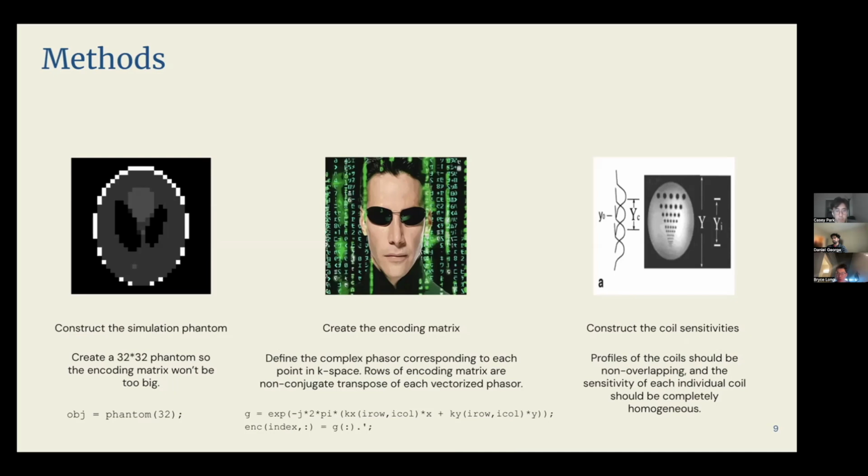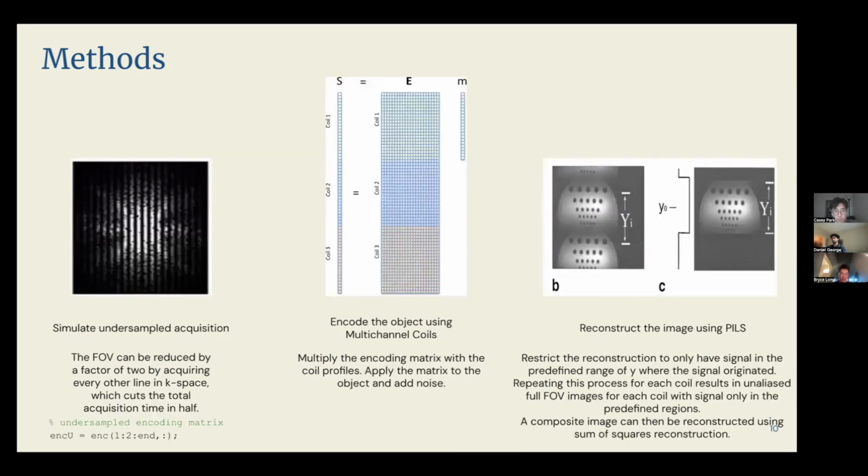Then we're going to construct the coil sensitivities from the paper. We know that our profiles should be non-overlapping, and the sensitivity of each individual coil should be completely homogeneous. This means if we're looking at the y direction, there should be no variation in sensitivity in the x direction. Then we're going to simulate the undersampled acquisition. To do this, if we want an acceleration factor of 2, we just skip every other line in k-space to achieve the reduction in acquisition time.